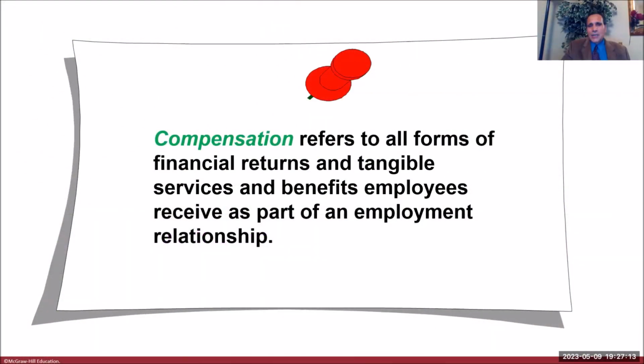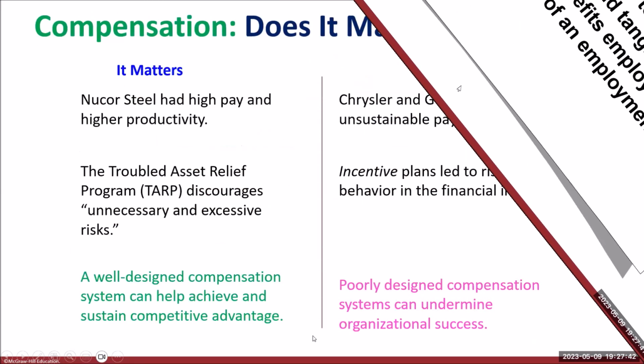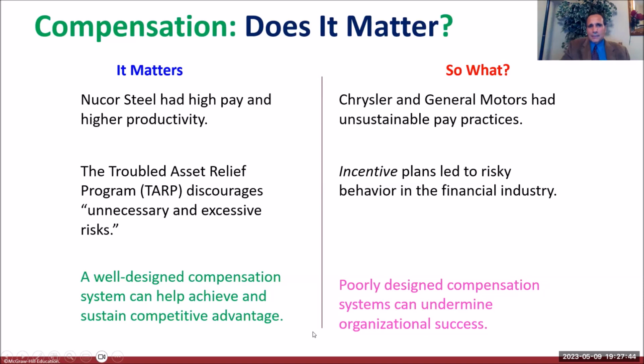Compensation is referred to as all forms of financial returns, tangible services, and benefits that employees receive as part of their employment relationship with the organization that they're working with. So again, that could be financial returns, tangible services, and benefits that you and I receive as part of our employment relationship with the organization. So why does compensation matter?